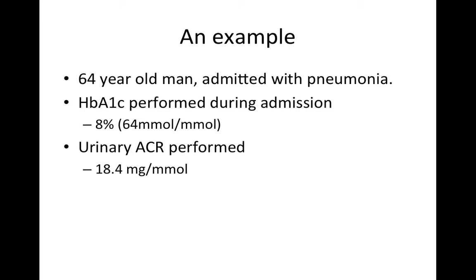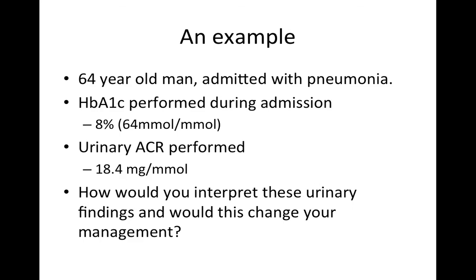Trying to be a bit more holistic, we're trying to think of the other things that could be a problem with diabetes, and we did a urinary albumin-creatinine ratio looking for protein. Came back at 18.4. So what I want to pose to you there is, how do you interpret these urinary findings, and would this change what you do with the patient? He's not on any other medications at the moment.